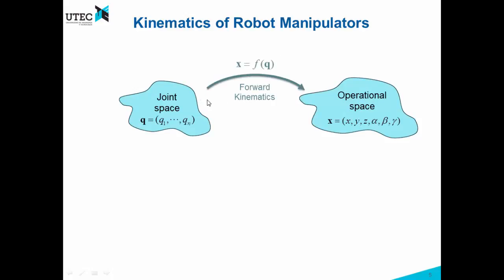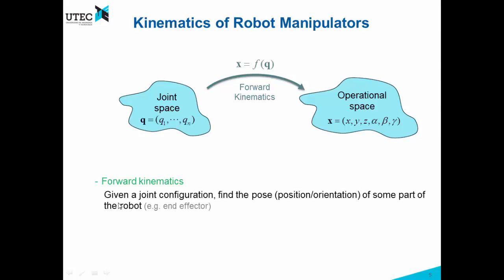Forward kinematics consists in giving the joint space and finding the operational space. So it is, given a joint configuration, find the position and orientation of some part of the robot, for example, the end effector. That is, given this set of q's, it finds the position and orientation, which can be given by this homogeneous transformation or by this expression, which is exactly the same. For example, this x can be just a representation of position in Cartesian coordinates and a representation of the orientation using, for example, roll-pitch-yaw angles.